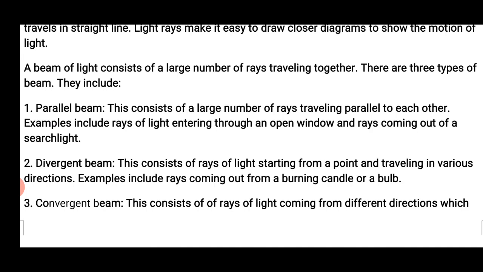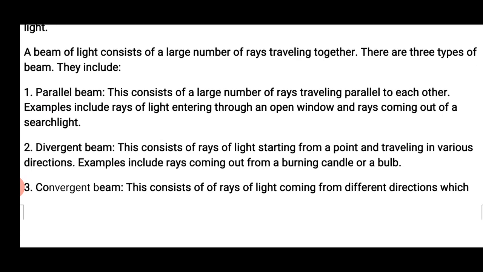The searchlight, like our torchlight, the very strong ones, have a parallel beam of light. That is why they can travel a far distance. So sun rays that enter through the window, because they are coming from a far distance and they never meet before reaching the earth, are parallel rays. So it is a parallel beam of light.